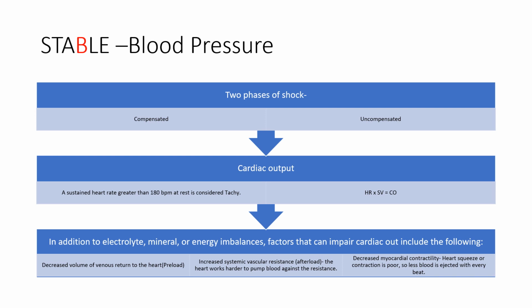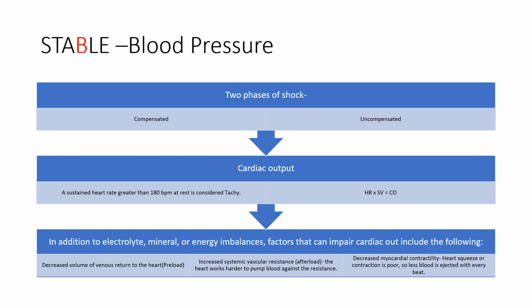So last part, blood pressures. Back into the stable portion. Blood pressure, 2 phases of shock, compensated, uncompensated, irreversible, but basically the 2 phases that we're going to be talking about. Cardiac output, sustained heart rate greater than 180 beats per minute at rest is considered tachy for neonates. Remember, heart rate times stroke volume equals cardiac output.